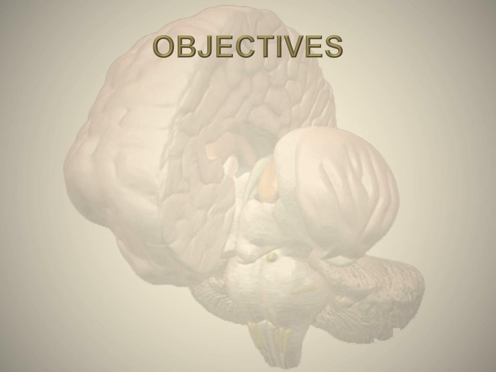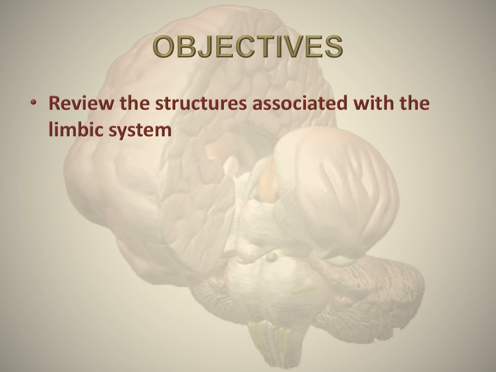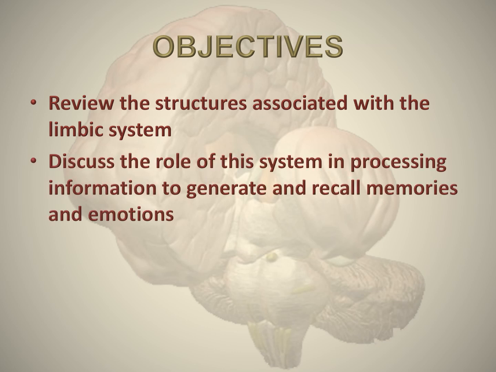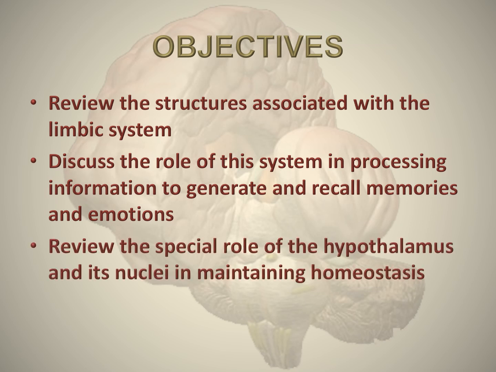As usual, we start familiarizing ourselves with the components of the limbic system. Then we will discuss how this system operates to process information and to generate, store, and recall events such as memories and emotions. Finally, we will introduce the hypothalamus, as I mentioned, and discuss its function in maintaining homeostasis.